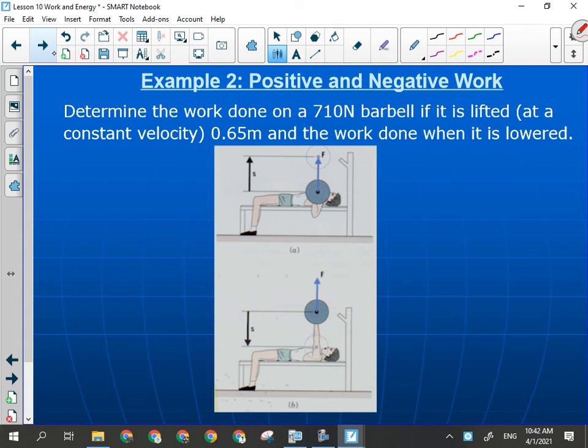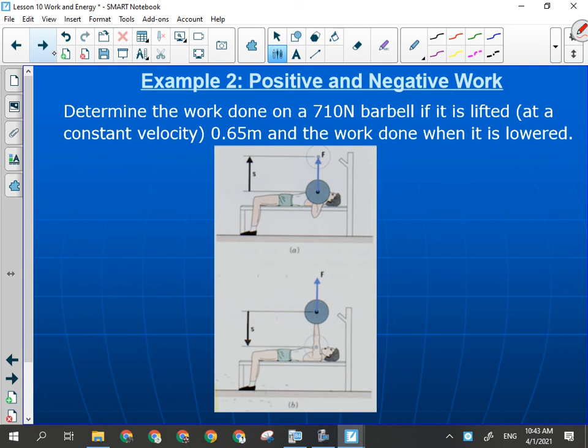All right, weightlifting. If I want to do the bench press, a simple weightlifting exercise, and I have a 710 Newton barbell, and I want to lift it at a constant velocity, how much force do I have to exert? 710 newtons. I'm moving it at a constant velocity, so net force is going to be 0. It weighs 710 newtons, so I have to push with 710 newtons. I push with 710 newtons, and I lift this thing 0.65 meters.